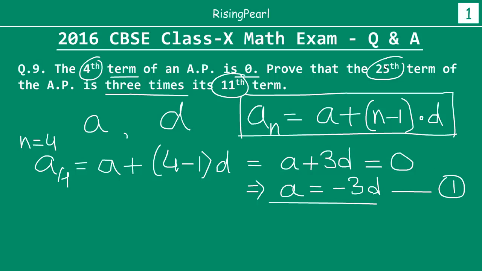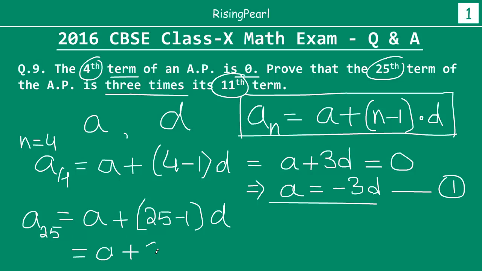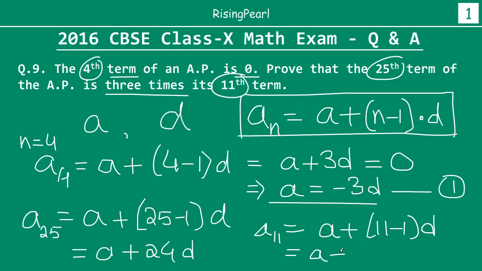Now what we have to do is the 25th term. What is the 25th term? So A25 will be simply A plus 25 minus 1 times D, right? Or the 25th term will be A plus 24D. Similarly, let's write the 11th term. What is the 11th term? It will be A11, which will be A plus 11 minus 1 times D, or A plus 10D. So let's call this equation 2 and this equation 3, and from equation 1 we know this.